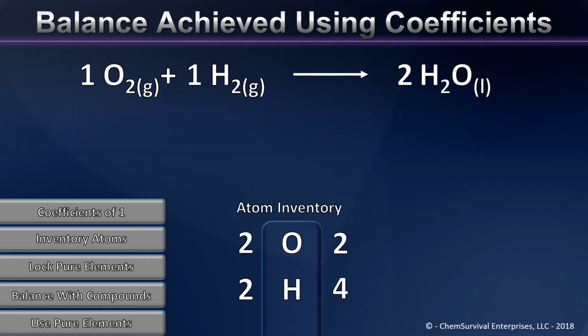See, by changing the coefficient on hydrogen on the left side, I can increase the amount of hydrogen to 4 without altering the amount of oxygen. This allows me to complete balancing my equation. 2 moles of oxygen on both sides, 2 moles of hydrogen on both sides. Now let's take a look at one more, slightly more complicated example.